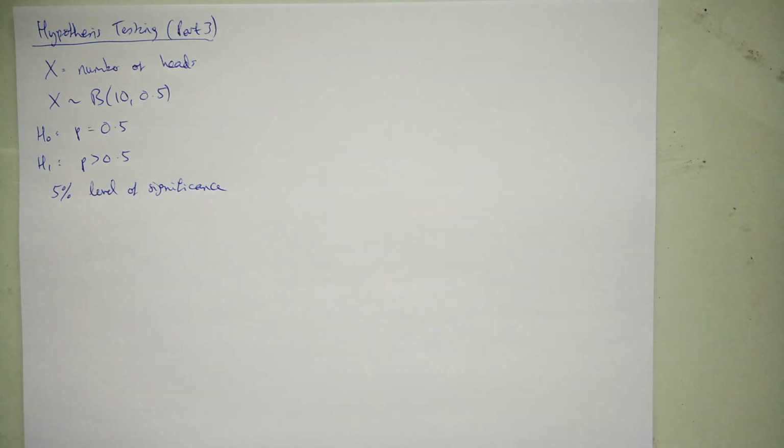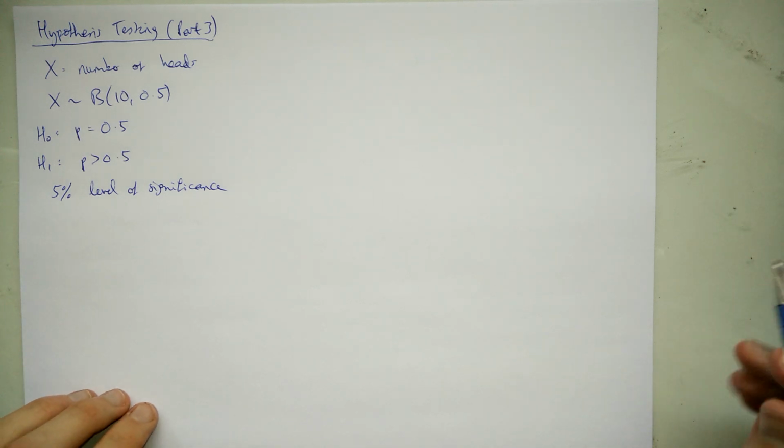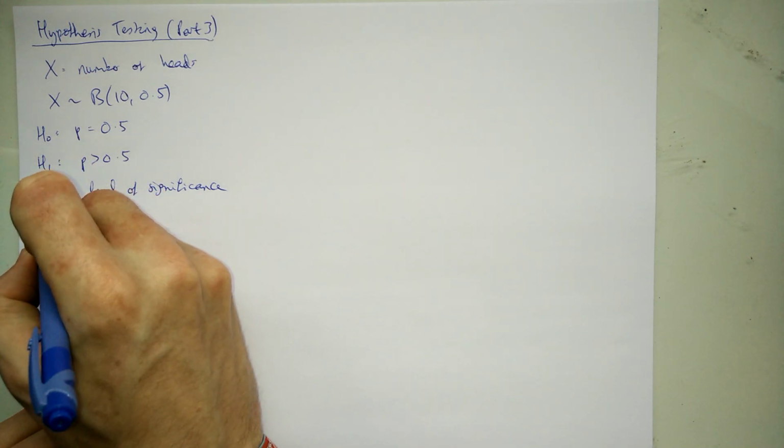Now this time we're going to find the critical region. Normally in the questions we've been doing before, I've told you an observed value. So in the first video it was that x equals 7, and we tested to see whether x equals 7 would reject H0 or not. Now what we're looking to do is find the critical region.